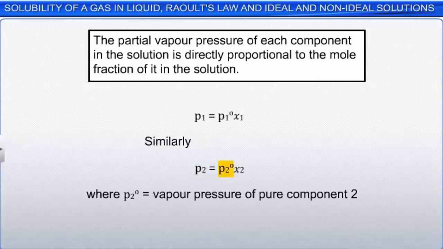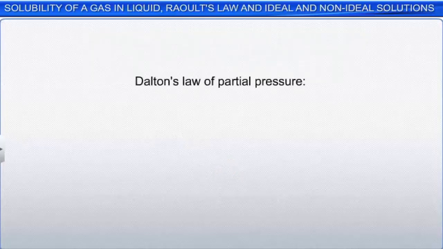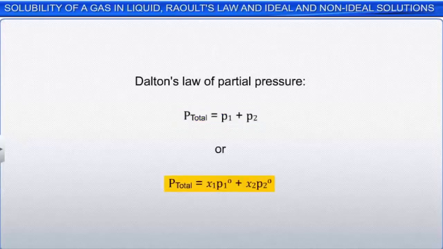where P2 naught represents the vapor pressure of the pure component 2. Now, if you apply Dalton's law of partial pressure, the total vapor pressure of the mixture would be equal to the sum of the individual partial pressures of the component 1 and 2. That is, P total is equal to P1 plus P2, or P total is equal to x1 P1 naught plus x2 P2 naught. Let this be equation number 1.